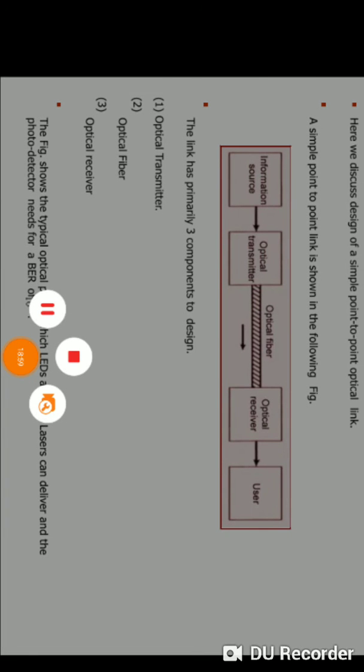Then, after the optical detector, we have to use the demodulator. If you have used a modulator in the transmitter, we have to use the demodulator here. If an encoder is used on the transmitter side, we have to use the decoder in the optical receiver, and then the signal is given to the user.